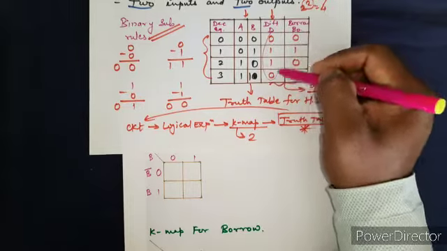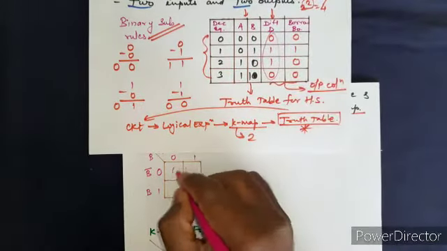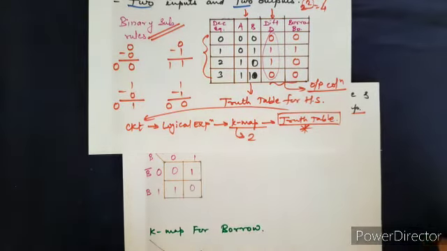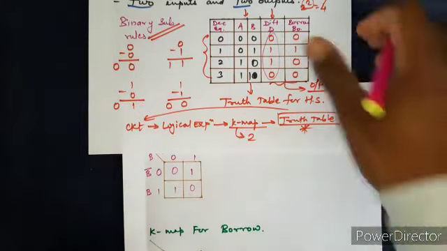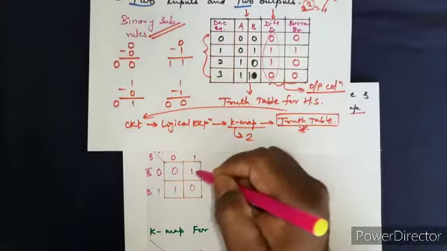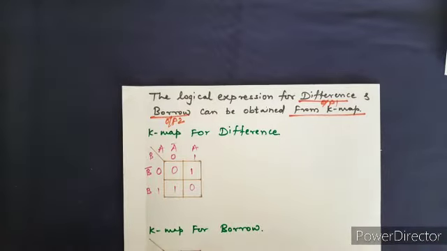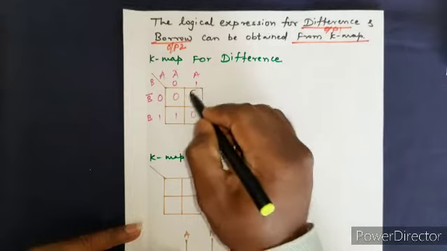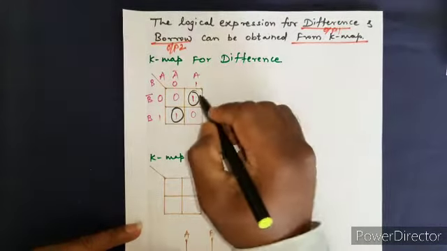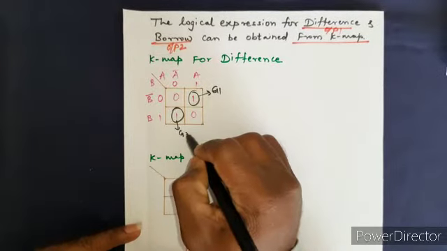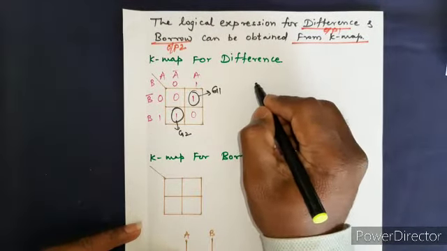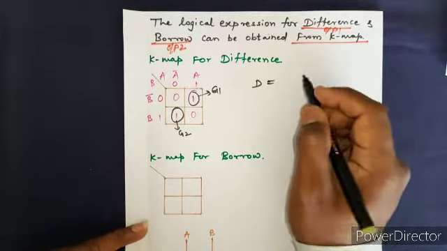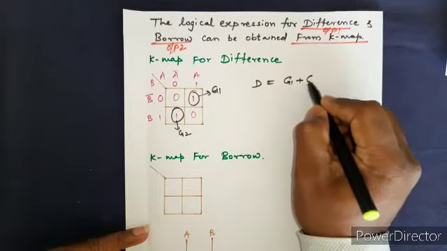Now, if you just see the entries of this truth table for this column, it is 0, 1, 1, 0. So we are looking for this difference output 0, 1, 1, 0. I'm just making the group of these 1s. Now here we have 2 single groups. So this is group 1, this is group 2. So the difference equation, D, instead of Y here we can consider D.